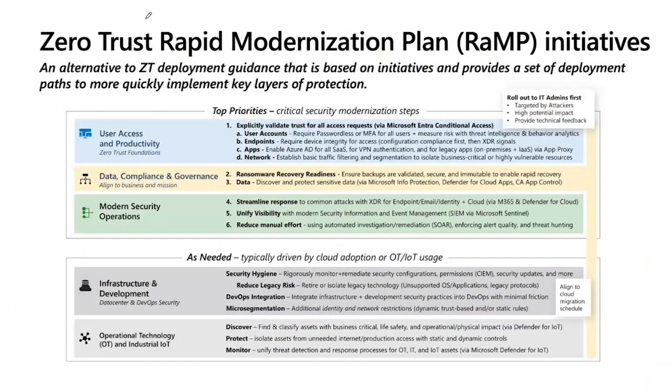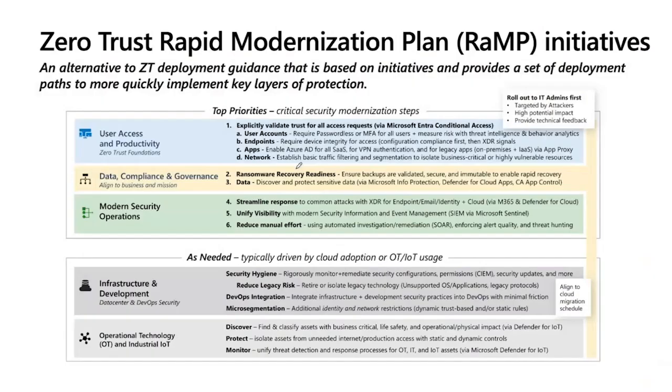For data compliance and governance, we should have ransomware recovery readiness. For the data that we have in different places, we can protect it using information protection, Defender for Cloud Apps, conditional access app control, and DLP. We should implement all of these.